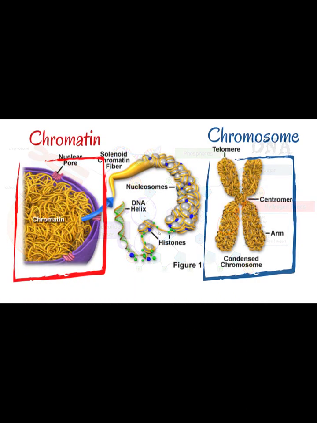Welcome back. DNA has to fit inside the nucleus of the cell. To do that, DNA is packaged and wrapped up. When the DNA is not packaged, it looks like a bowl of spaghetti. This form of DNA is called chromatin. When the DNA is organized and packaged, it's called a chromosome. And those chromosomes tend to look like X shapes when we draw them.